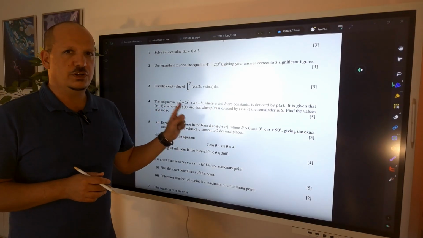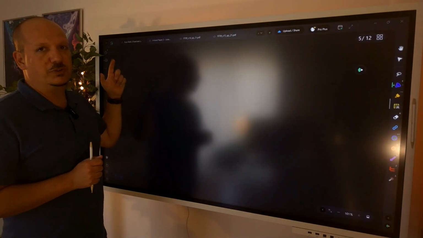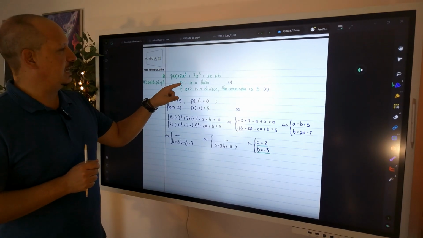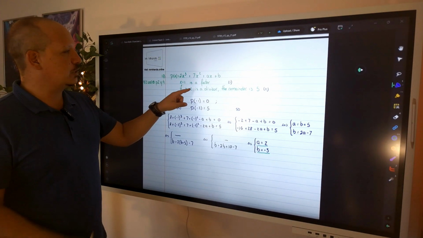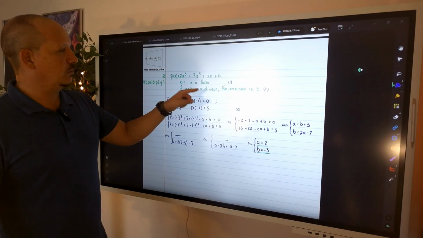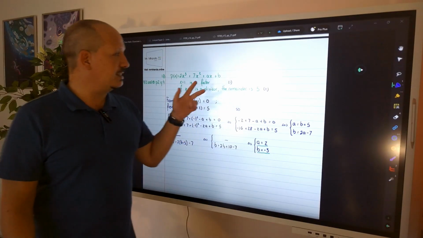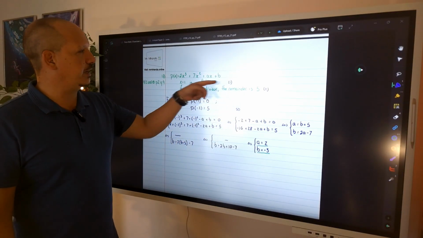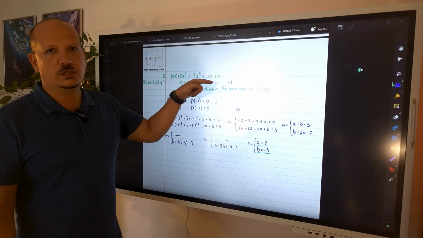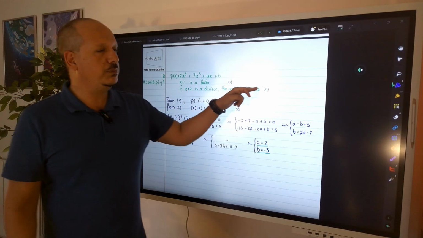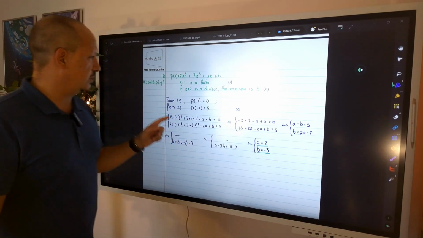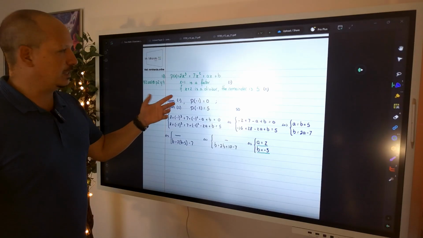These two things over here should ring two different bells. x plus 1 is a factor, and x plus 2 is a divisor. When x plus 2 is a divisor, the remainder is 5. So this is asking you literally to use the factor theorem on this first piece of information and the remainder theorem on this second piece of information. And how do you do that mathematically?